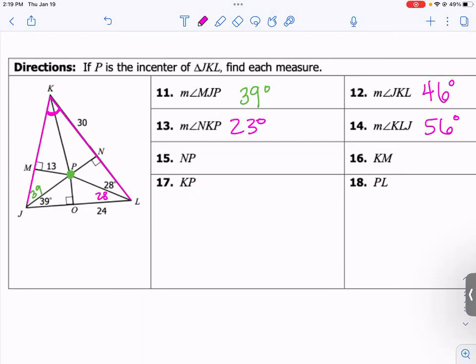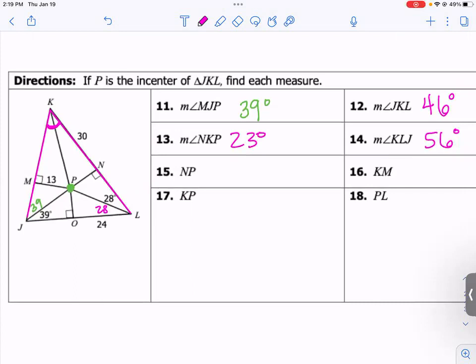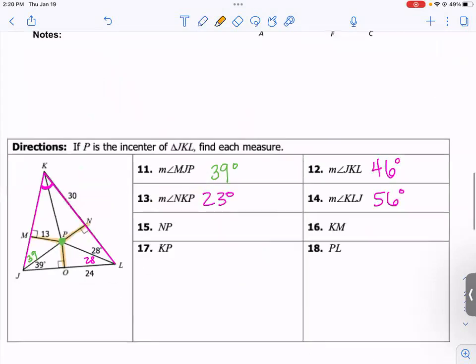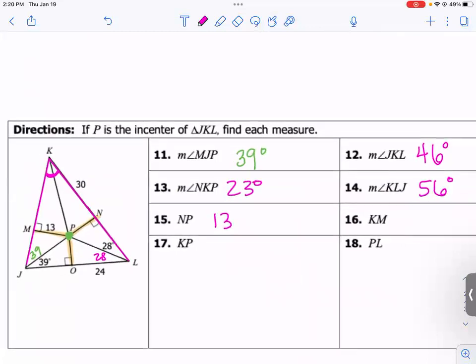Okay, NP. Jonah, what's NP? Yes, all three that I highlighted in orange are 13. What about KM? KM, which is this guy right here, is gonna be 30.